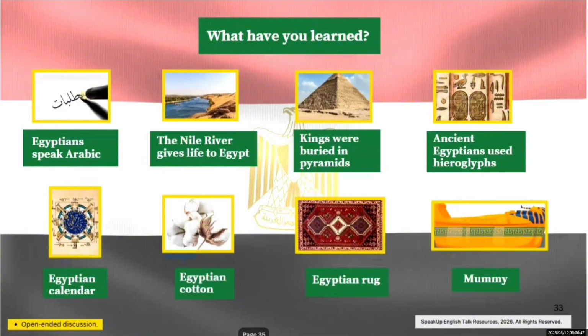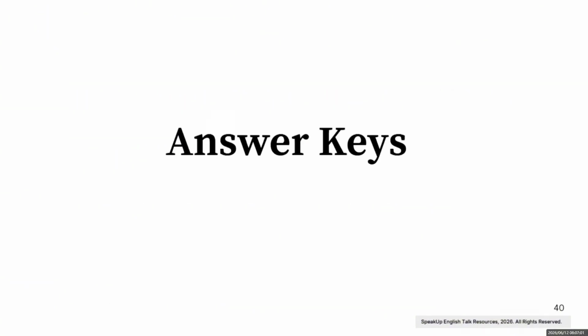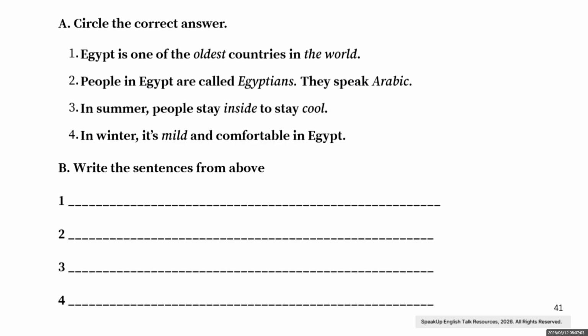And lastly, I have some exercises for the students to do. For example, this one, circle the correct answer. Egypt is one of the oldest countries in the world, right? After that, get the student to write it out. And then I have answer keys at the end there. It's for the teacher to use. So here it gives you the answer. So you can use that to check the student's work.